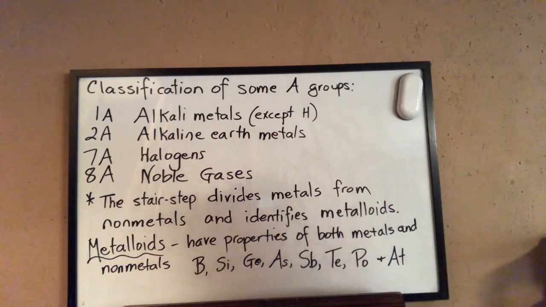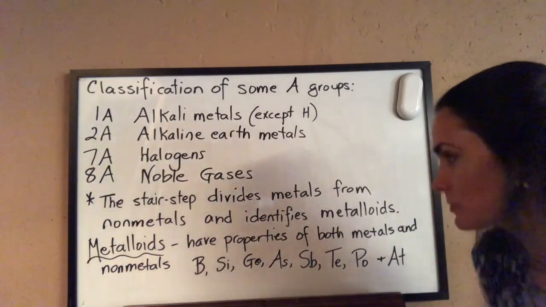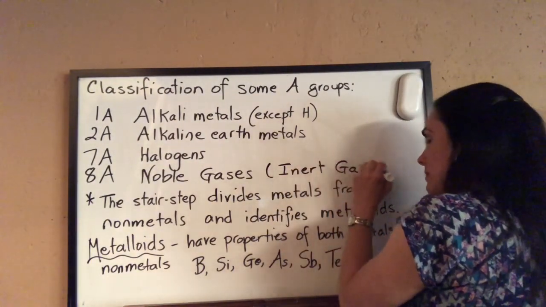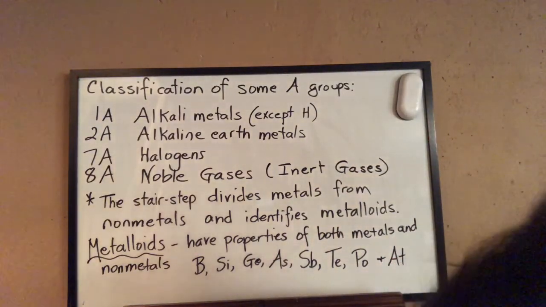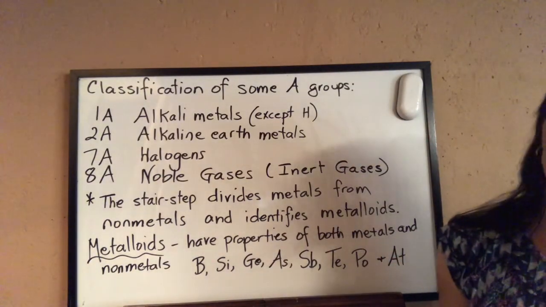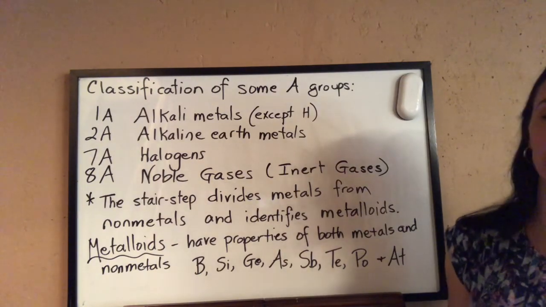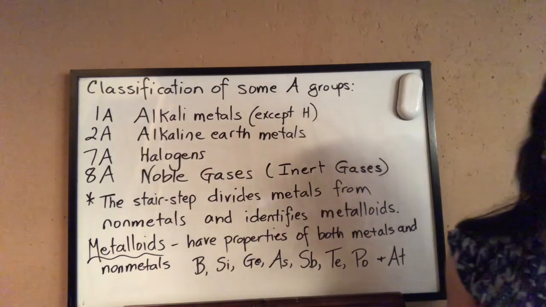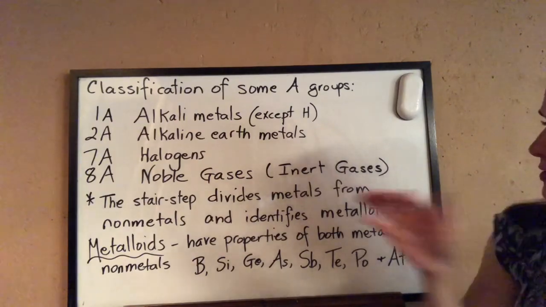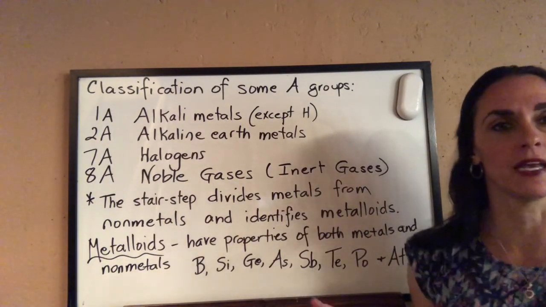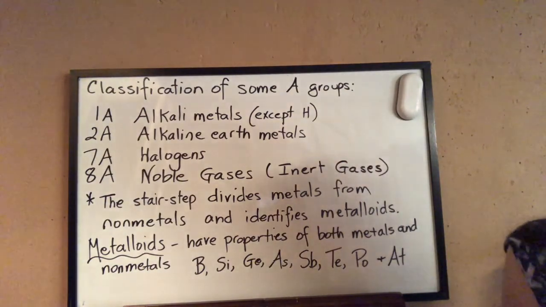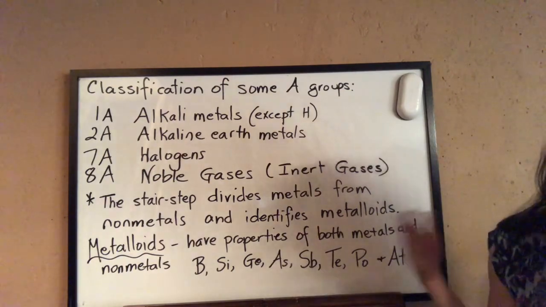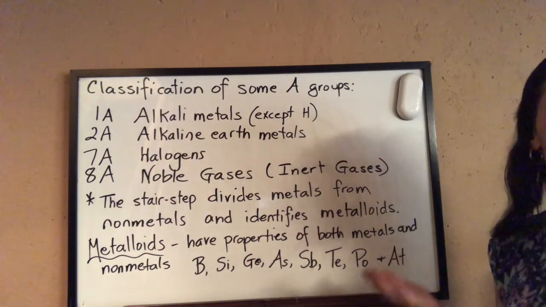Okay. Group 8A are your noble gases, which are sometimes referred to as inert gases because they don't react with anything. Now, under extreme conditions, xenon can be forced to bond with a halogen. Extreme conditions, for only a few seconds or a few minutes, just enough to make a point about it. But the noble gases, inert gases, don't react with anything in their standard conditions, and pretty much even extreme conditions, in general, they don't react. So noble, not doing anything, inert, okay?